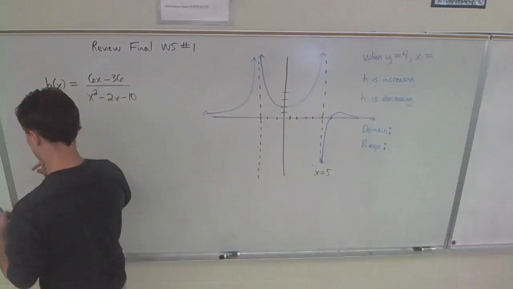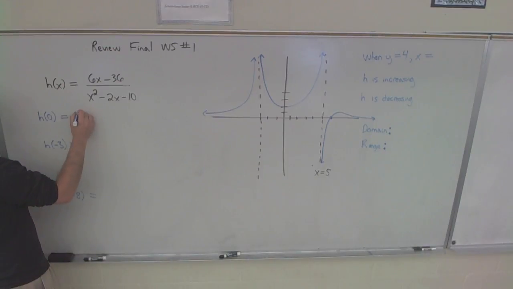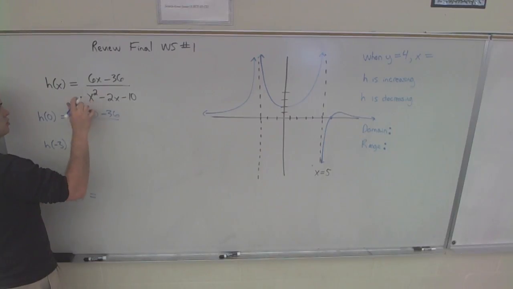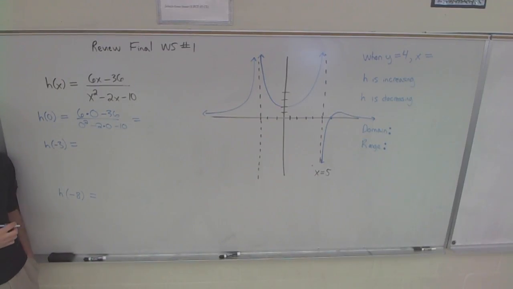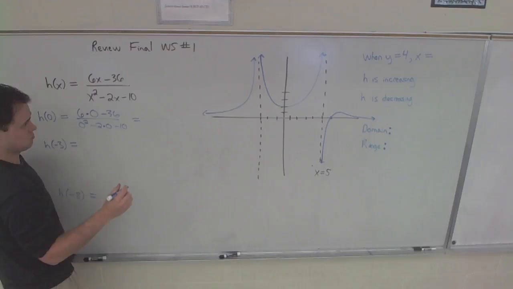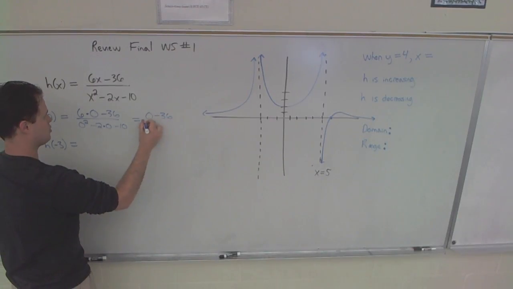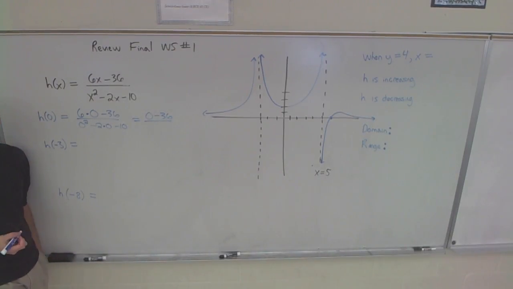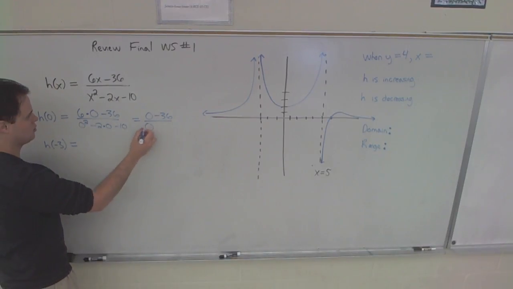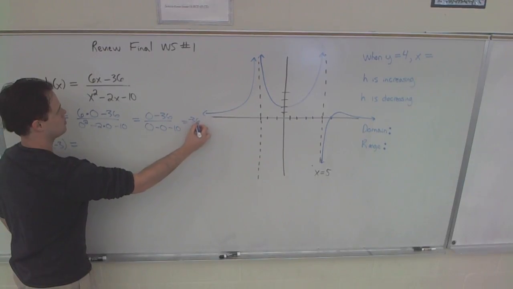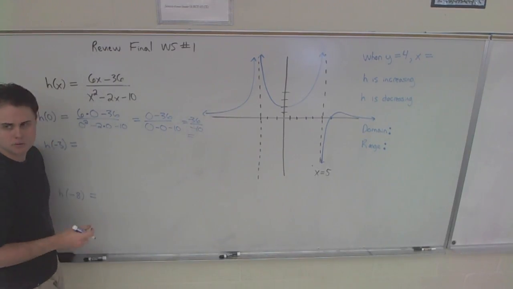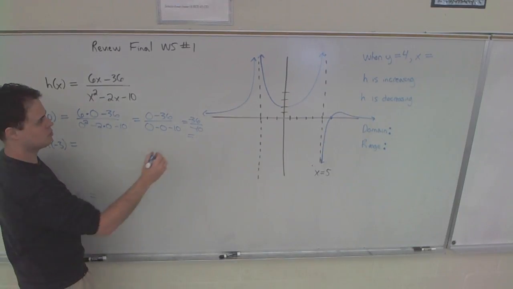So if we plug in 0, I think we should come out with this. We have 6, drop 0 in here, drop 0 in here, drop 0 in here. Right? 6 times 0 is 0, minus 36. Okay, I did the top. Inside, I go on the bottom, 0 squared, still 0. That's still 0. Minus 10. So I get negative 36 over negative 10. Negative over negative again is positive, so that's going to be 3.6.